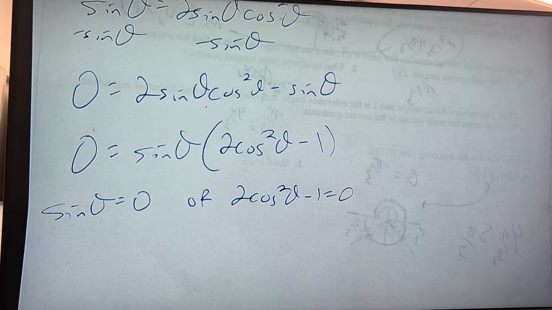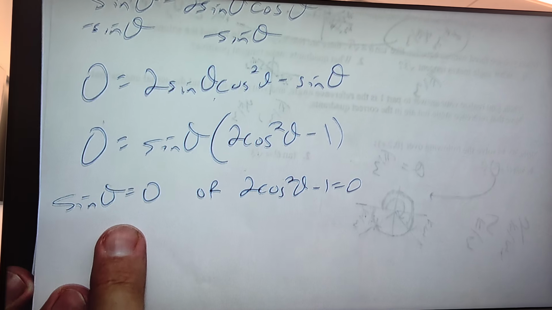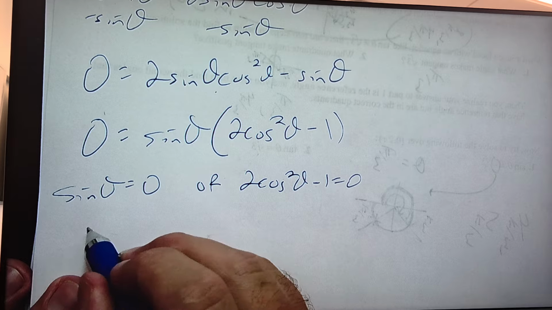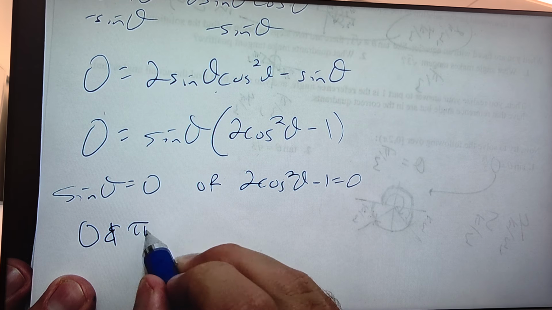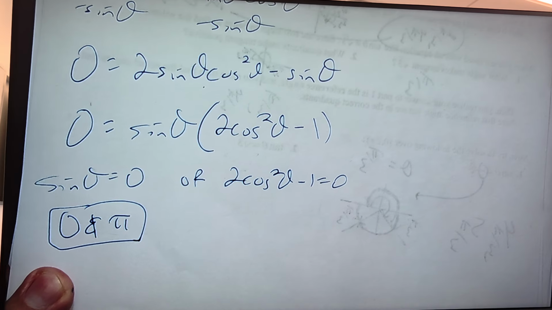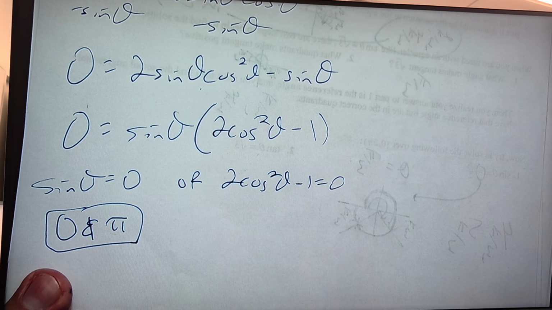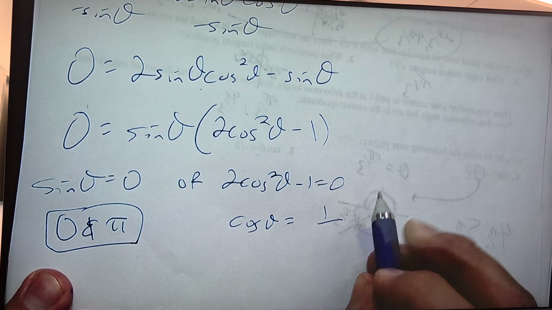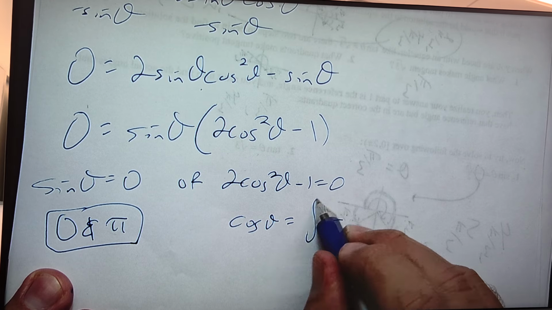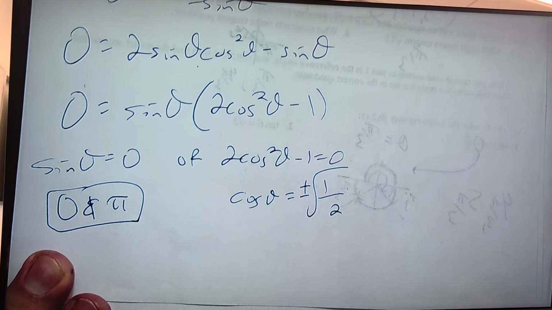What is sine equal to 0? What angle? Or what angles? What angles make sine 0? 0 and pi. So if I'm on the x-axis, sine is 0. To solve the other one, I add 1, divide by 2, take a square root, so it's plus or minus.